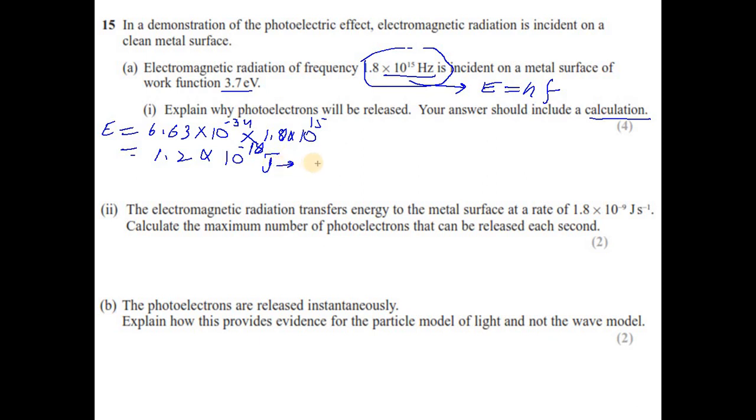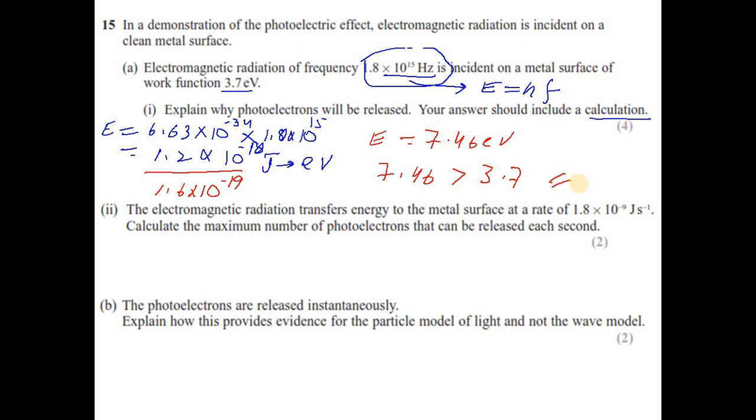And this joule should be converted into electron volts. So if you convert this by dividing by 1.6 × 10^-19, you have the energy E = 7.46 electron volts. So clearly 7.46 is greater than 3.7. That's why electrons are emitted or released from the metal surface.